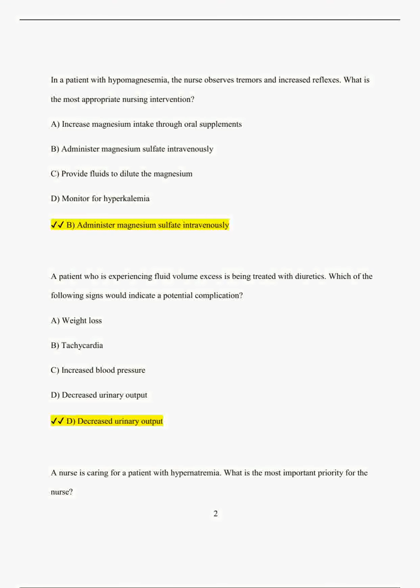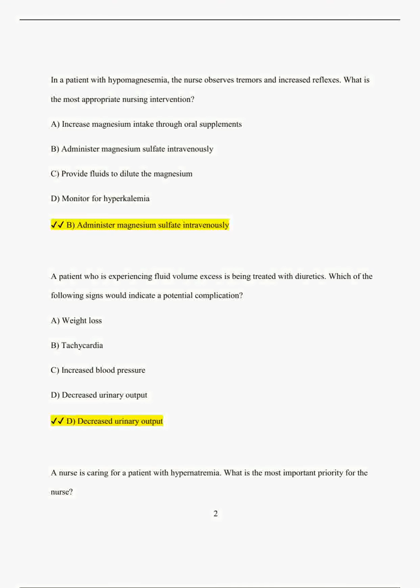Administer magnesium sulfate intravenously. A patient who is experiencing fluid volume excess is being treated with diuretics. Which of the following signs would indicate a potential complication? A. Weight loss. B. Tachycardia. C. Increased blood pressure. D. Decreased urinary output. Answer: D. Decreased urinary output.